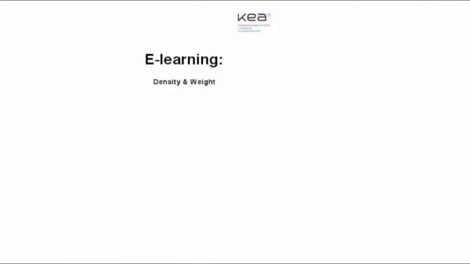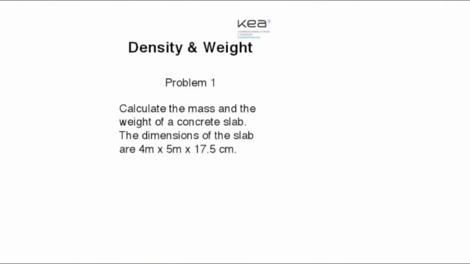Welcome to e-learning. This time the subject is about density and weight. The problem we have to deal with is about calculating the mass and the weight of a concrete slab. And the dimensions of the slab are 4 meters times 5 meters times 7.5 centimeters.